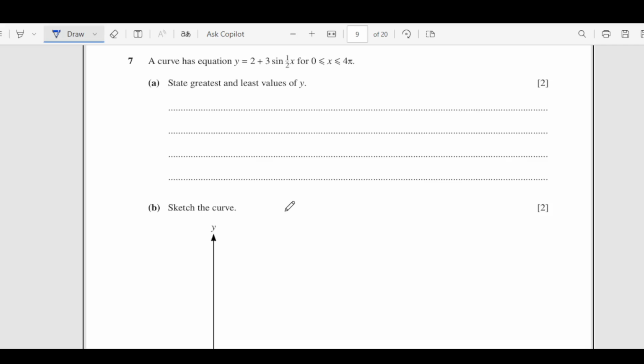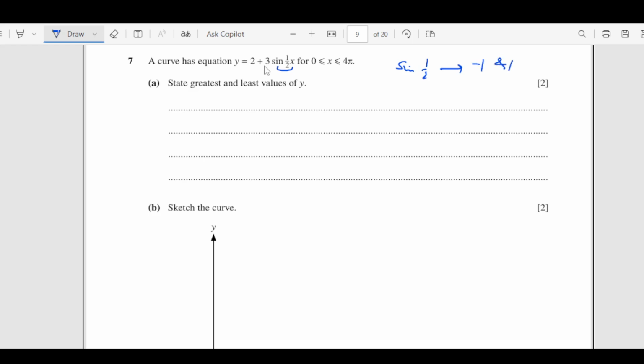Now question number 7, we have a curve. A curve has equation y equals 2 plus 3 sine half x for 0 to 4 pi. State the greatest and least value of y. As we know, the value of sine half x always lies between -1 and 1.